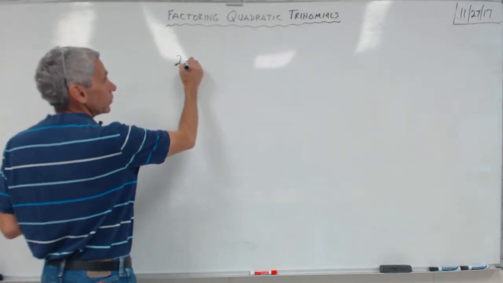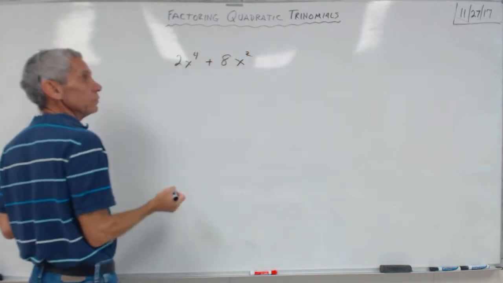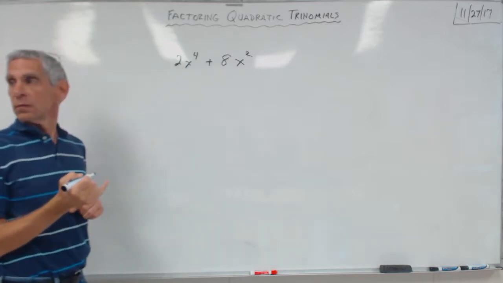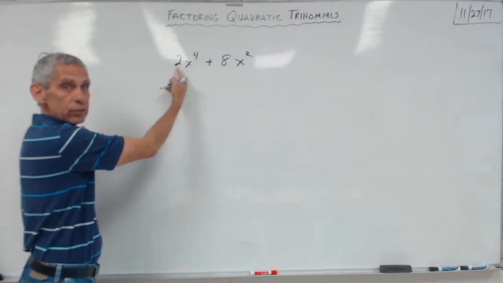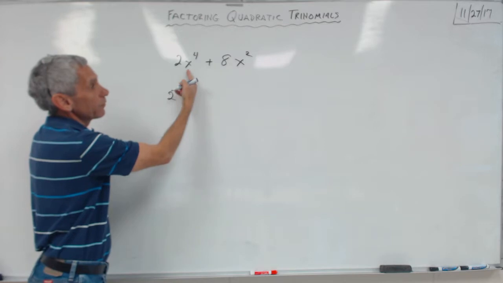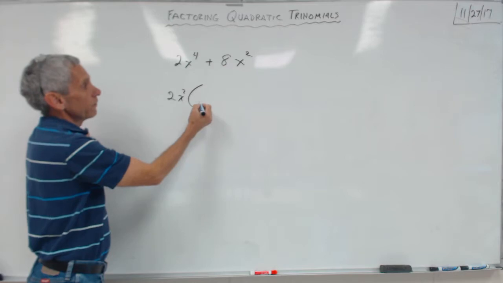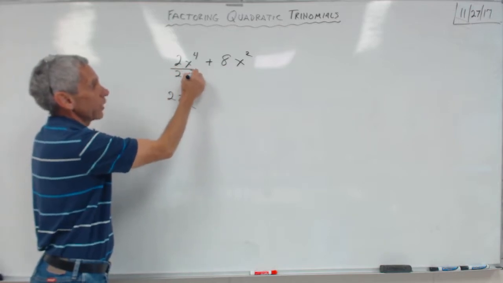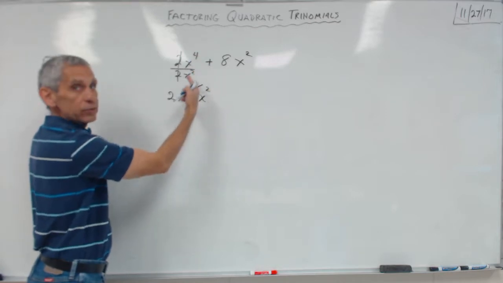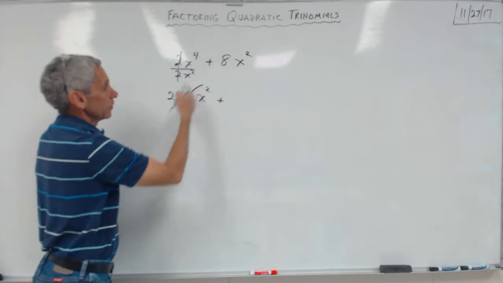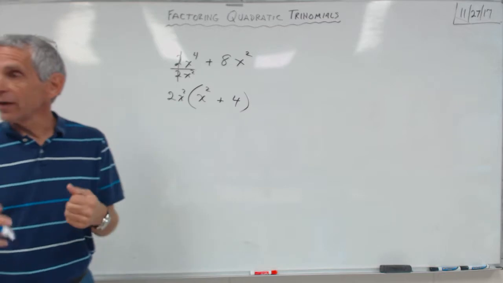If I said 2x to the fourth plus 8x squared, what would I do? I'm factoring out. What is a common factor between 2 and 8? 2. What is a common factor between x to the fourth and x squared? X squared. And so when I factor it out, dividing by 2x squared, the 2's cross out, and I got x squared, right? 4 minus 2, and the x squareds cross out, right?